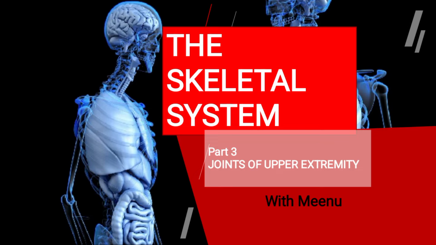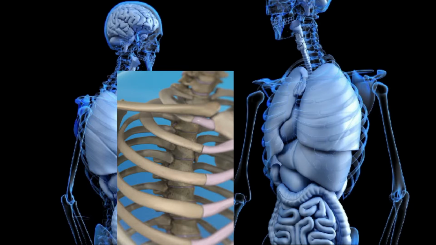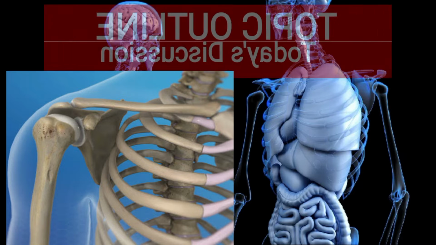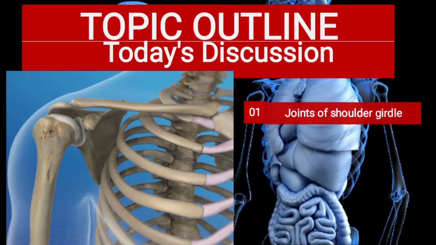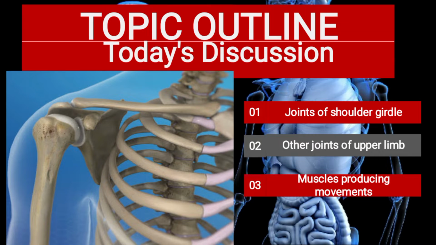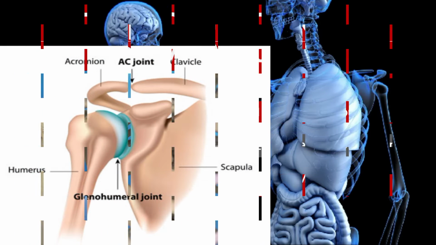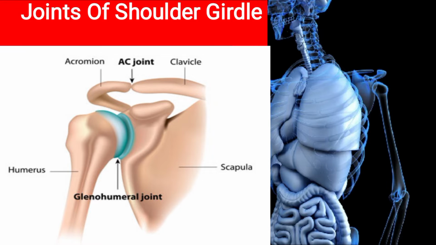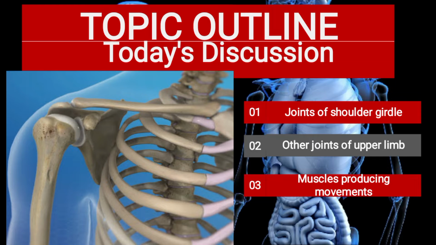We are going to continue and discuss about joints of upper extremities. So let's start this, and in this we will discuss about joints of shoulder girdle and in the hand, elbow. First of all, let's see our topics. These are joints of shoulder girdle, other joints of upper limb, and third, muscles producing movements.